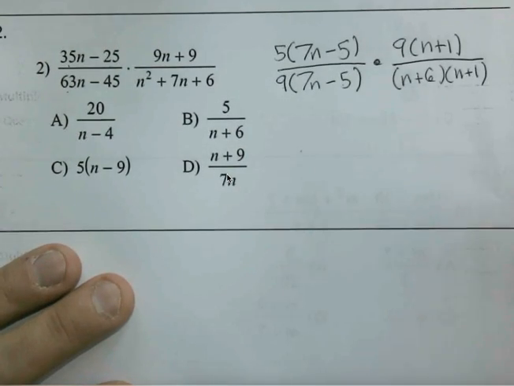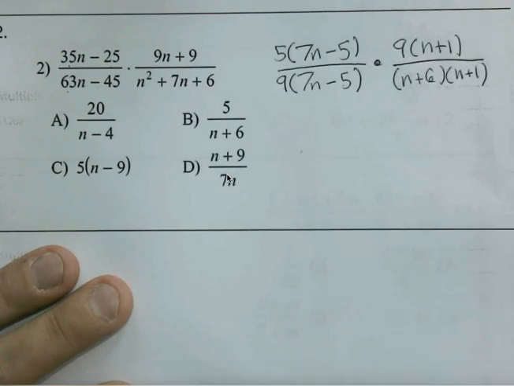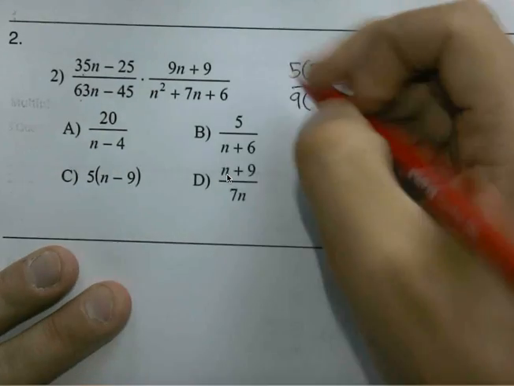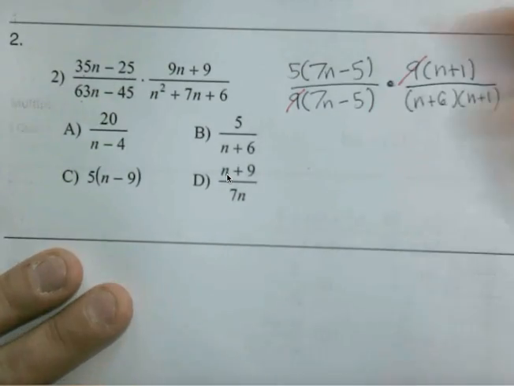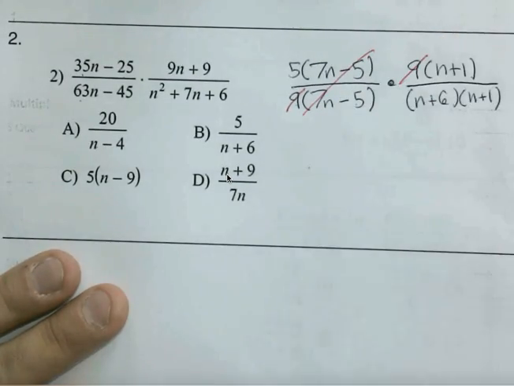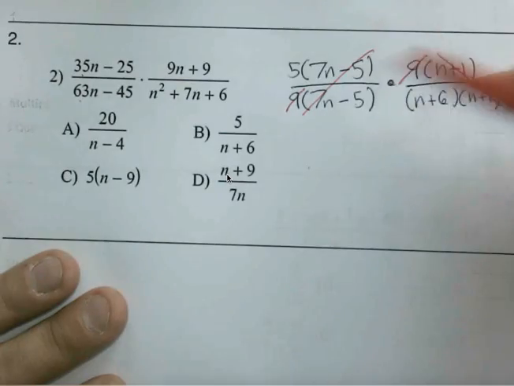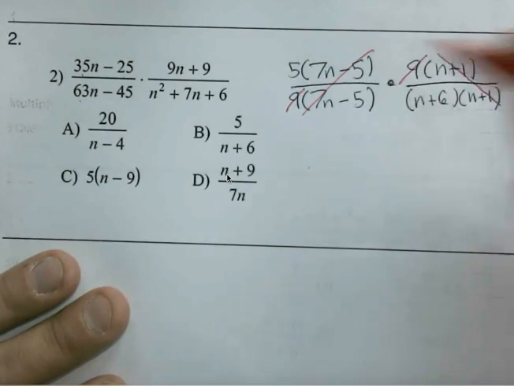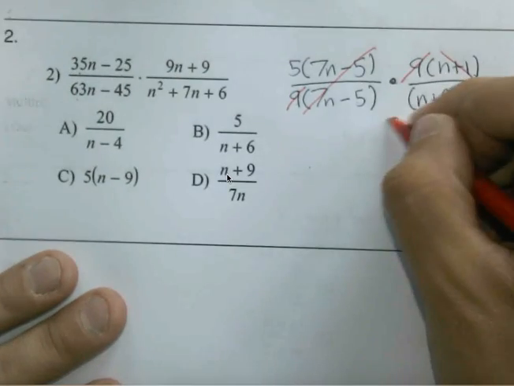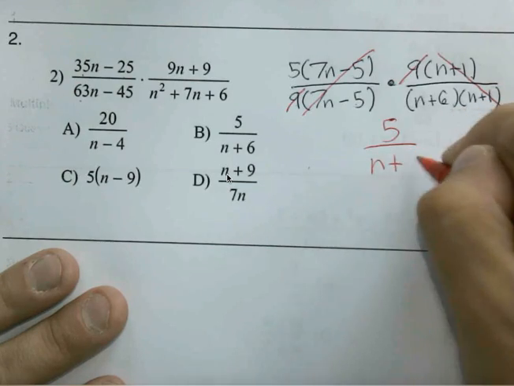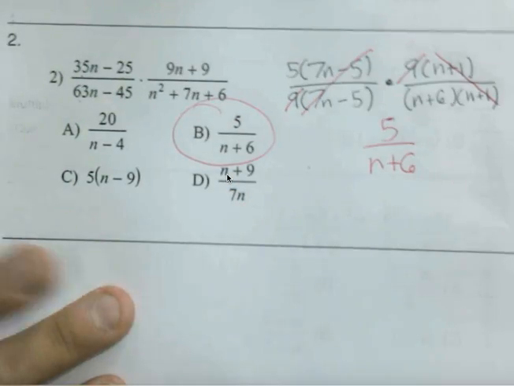All right, now what can we cancel? This is the third step. We'll use red for this. I know we can cancel 9. We can cancel 7n minus 5, n plus 1, leaving us with 5 over n plus 6. Here you go.